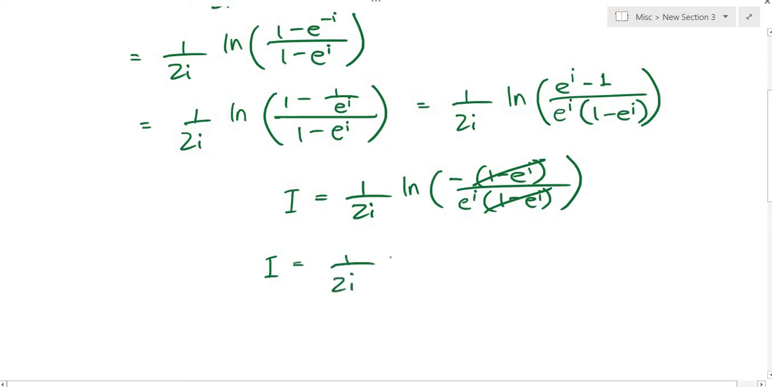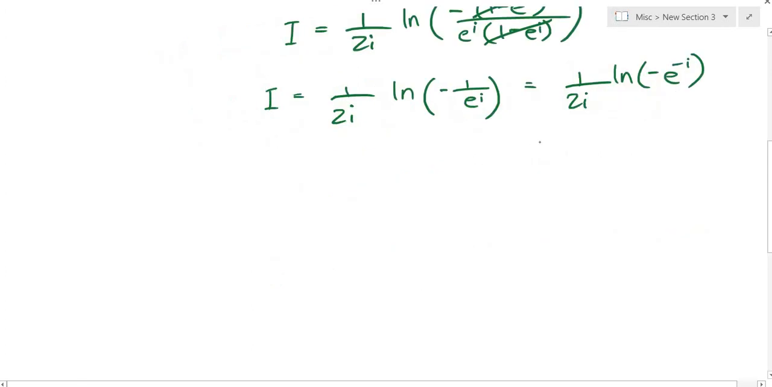And we have I is equal to 1 over 2i times the natural log of negative, because we factorize that out, negative 1 over e to the ith power. So we have 1 over 2i times the natural log of negative. Using some properties of exponents, we can write 1 over e raised to i as e raised to negative i, as a negative exponent.